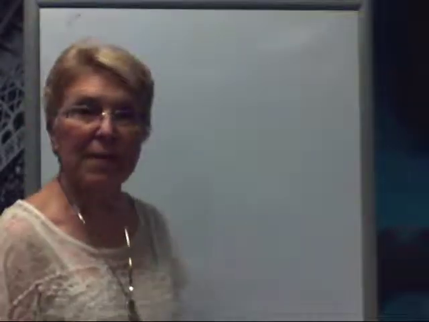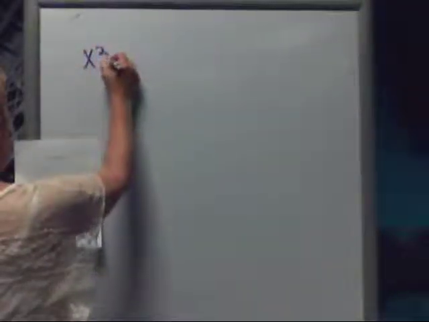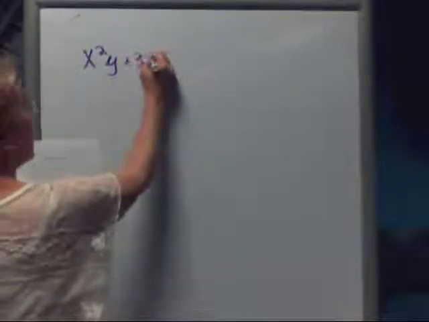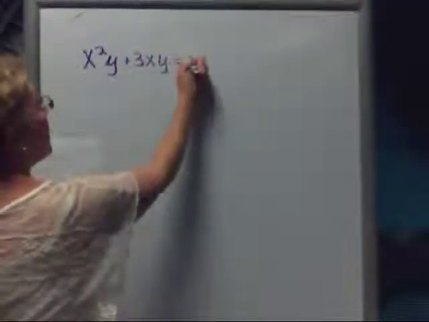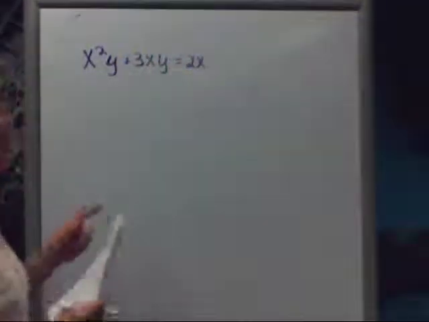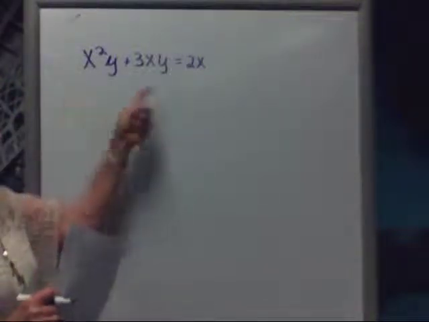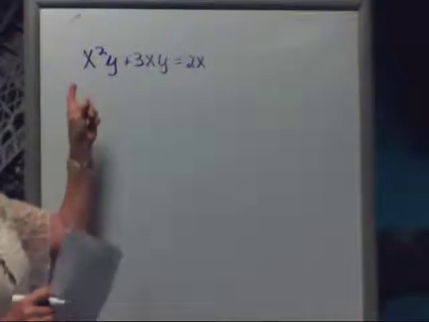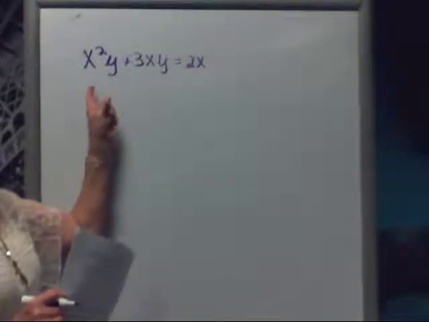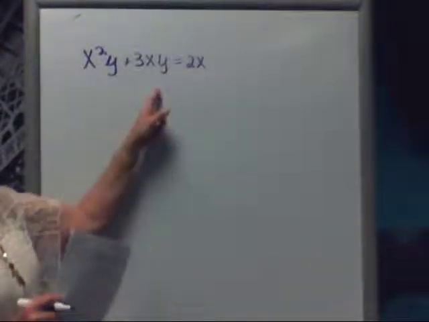Hello, we're going to practice some implicit differentiation by the practice test. So the first problem is x squared y plus 3xy equals 2x. And if we're going to differentiate implicitly, we first scan a little bit and notice that we need to use product rule twice.